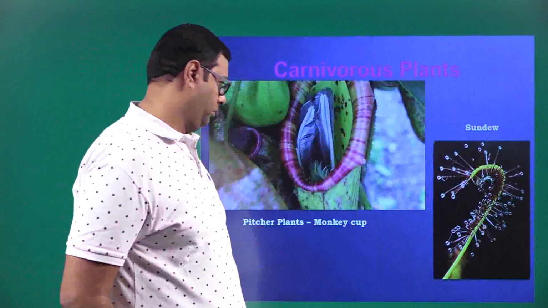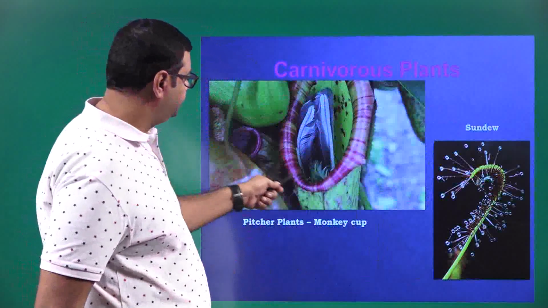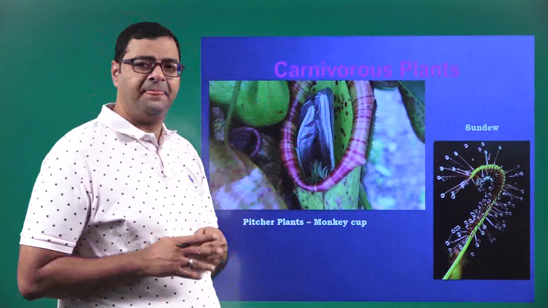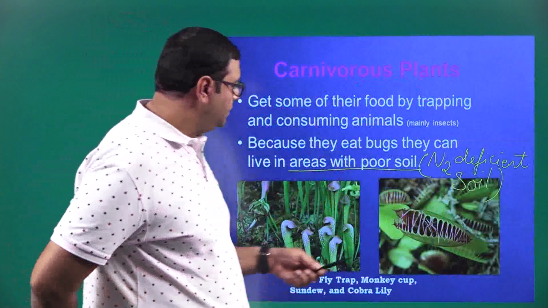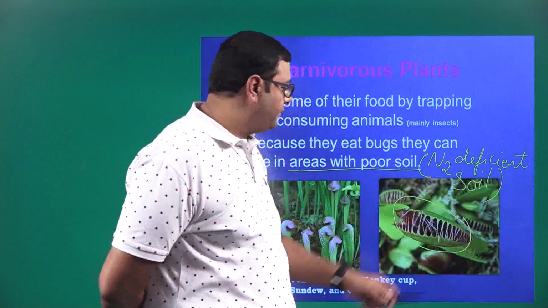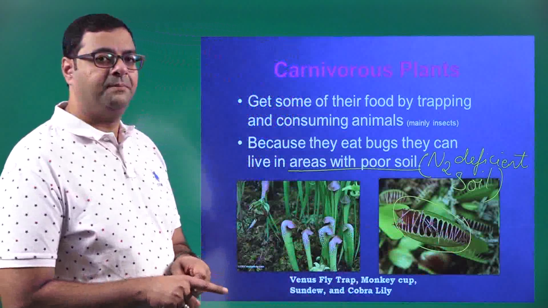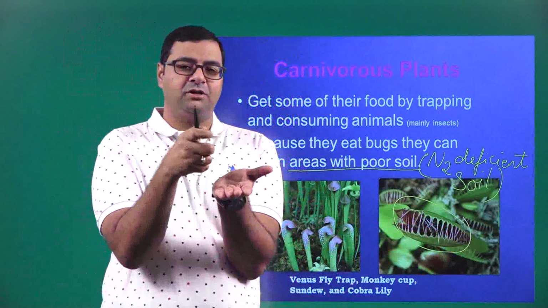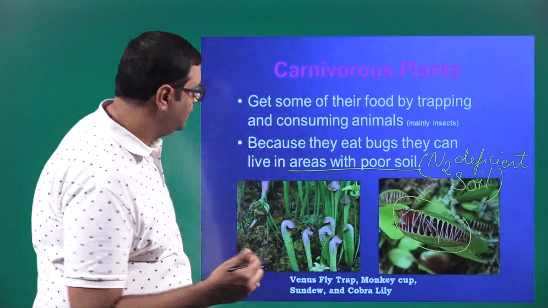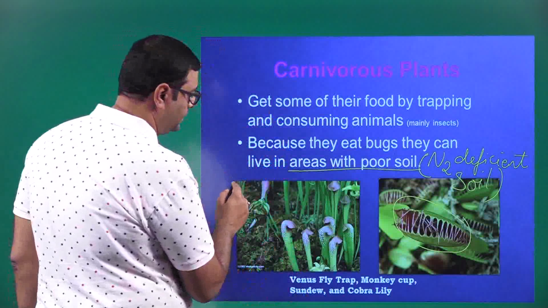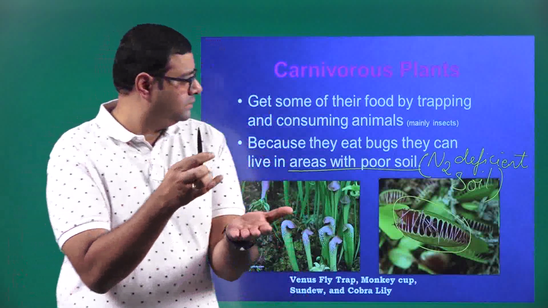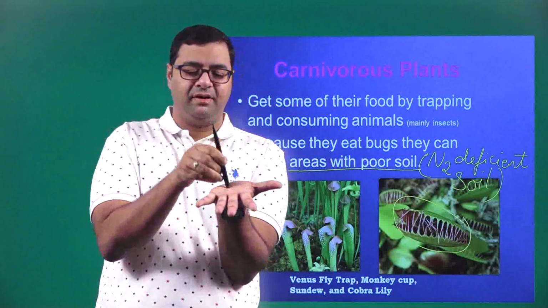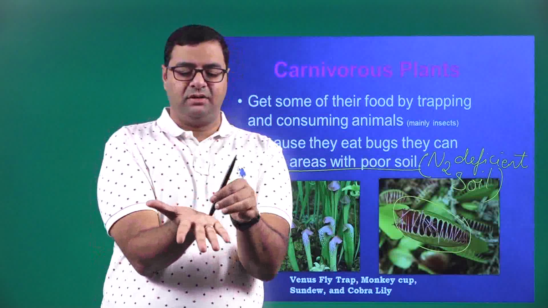Now, this is the pitcher plant, or monkey cup. You can see one insect has fallen inside it. And in this slide you also have the Venus flytrap. In the Venus flytrap, you will have a trap like this. It's a leaf, and you will have small triggers on the leaf. So consider my pen as a trigger here. You have a trigger here, here, and also on this particular side.